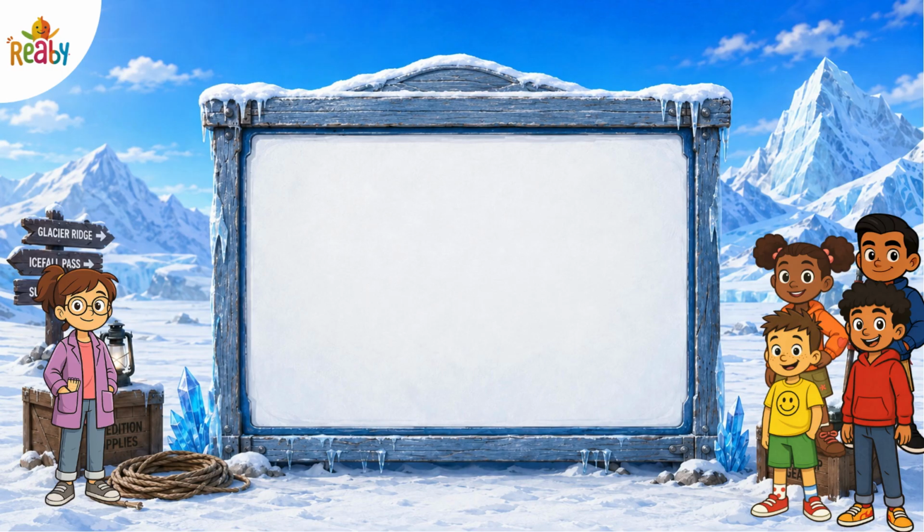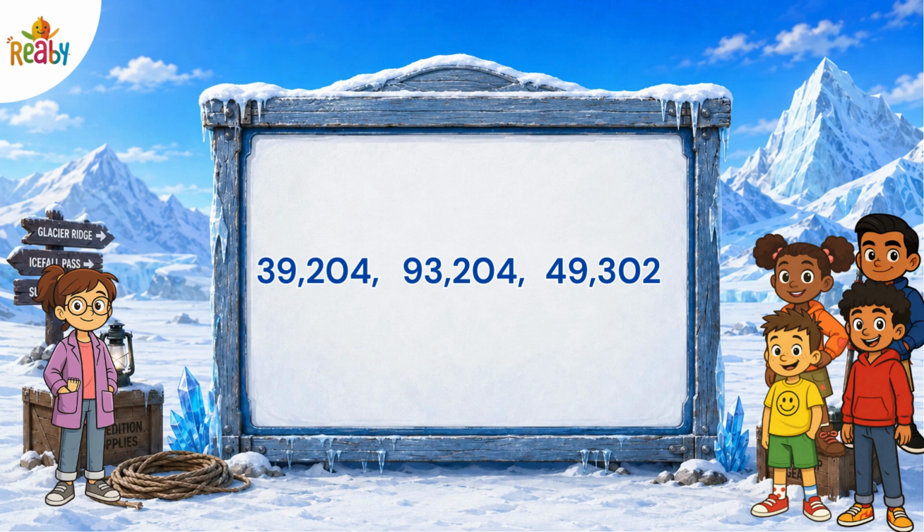Challenge 3. Order from least to greatest. 39,204, 93,204, and 49,302. The order from least to greatest is 39,204, 49,302, and 93,204.